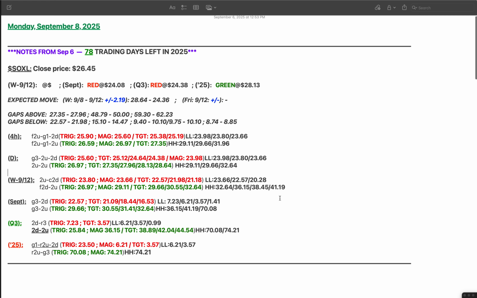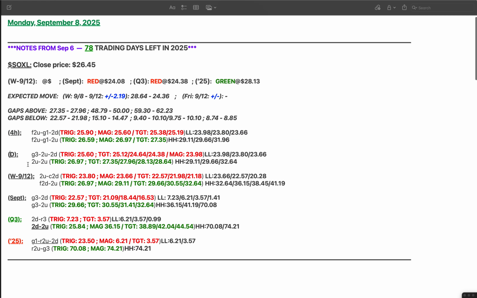There are triggers and targets for not only the 4 hour, the day, the week, the month, the quarter, and the year, but we have our market maker's expected move. We also have our gaps above that we want to try and fill, along with gaps below that we want to keep in mind, right? We know what the flip is for the year. For the month to flip red, it would have to go below 24.08. For the quarter to flip red, it would have to go below 24.38. But this is what we really want. We want the year to flip green, so we want to get above that 28.13 level. We'll have the week flip posted up here on Tuesday once we know what the opening print is for the week. So that's why we don't have that in here now.